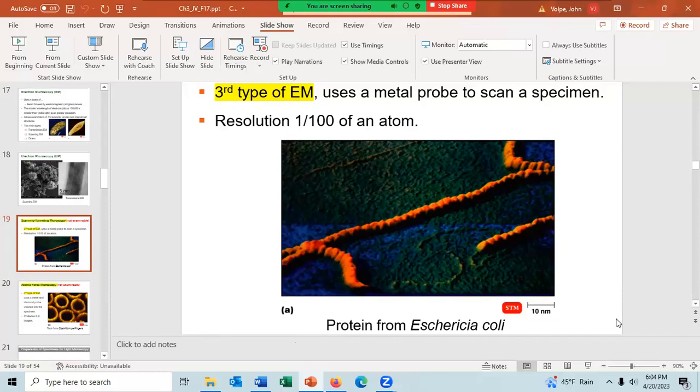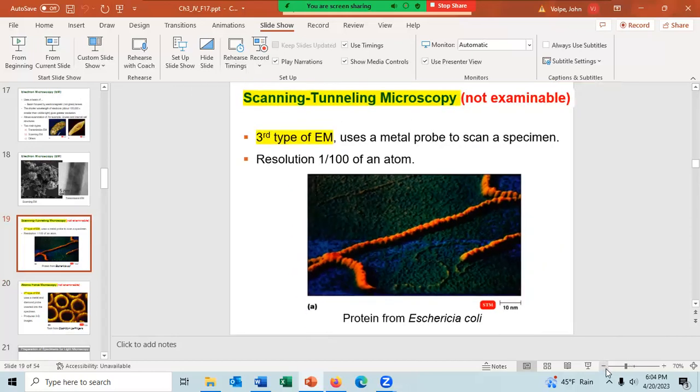All right, there's a third type of electron microscopy. It uses a metal probe to scan the specimen, and this is called scanning tunneling microscopy. You're not going to be tested on this. I'm just giving the name of it. It allows us to see very small things. It has a resolution of 1/100th of an atom, so you can go smaller than an atom with this one.